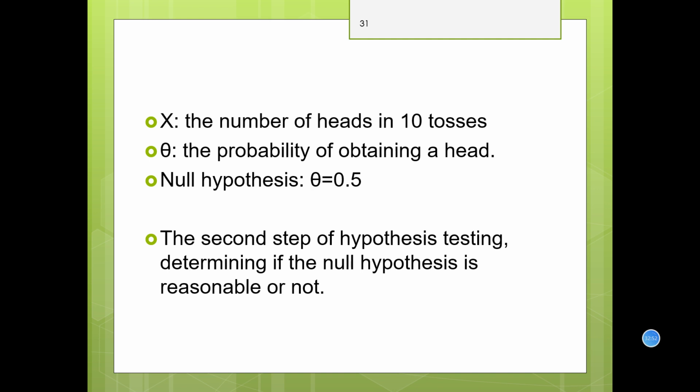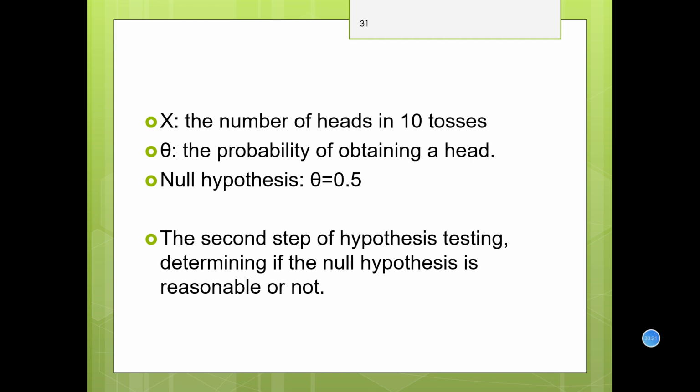So the real question of concern is, what is the value of theta? We use theta as the probability of obtaining a head. So notice that theta means the probability, the probability of obtaining a head in one toss.